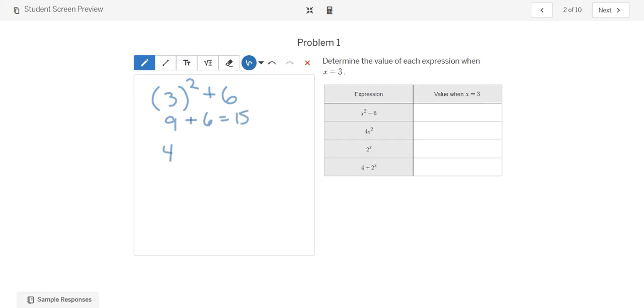The next one is 4, and then it's still 3. 3 squared is 9 times 4. So 9 times 4 is 36. Then this is going to come up a couple times today. 2 to the third power. 2 times 2 times 2 is 8. And lastly, I've got 4 plus 2 to the third power, which is 4 plus 8, which is 12.